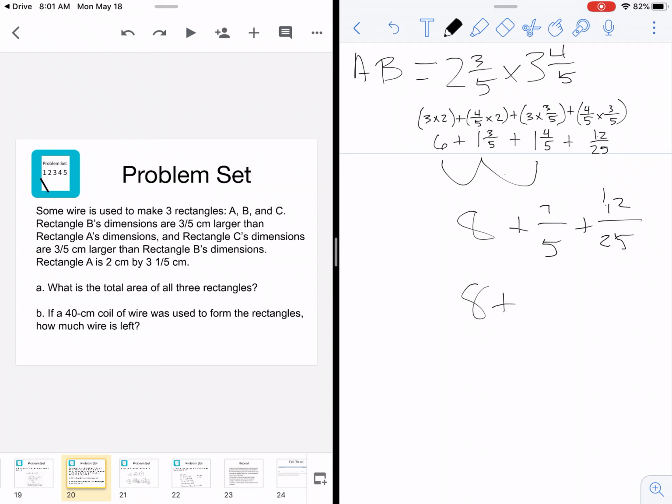So 8 plus 1 and 2/5 plus 12/25ths. 8 plus 1 is 9. So now I have 9, and I have 2/5 plus 12/25ths. So now we have to convert 2/5 into 25ths, times 5 times 5, which gives us 10/25.